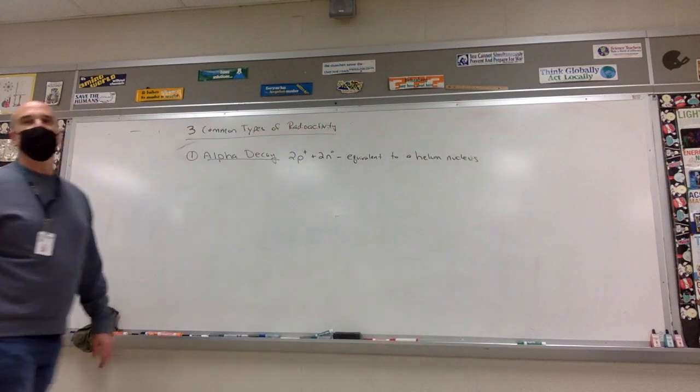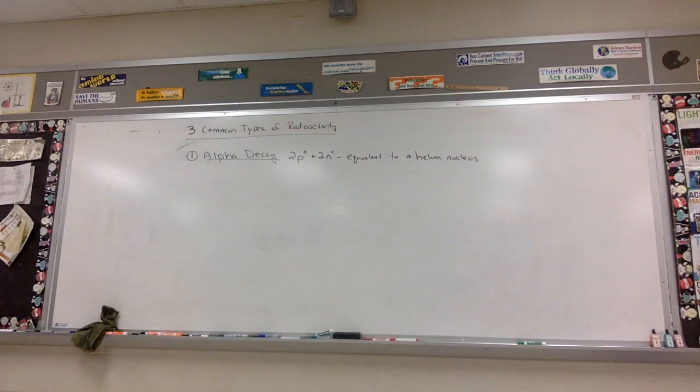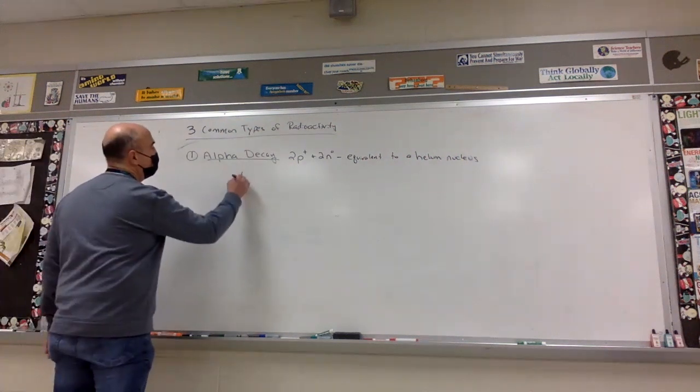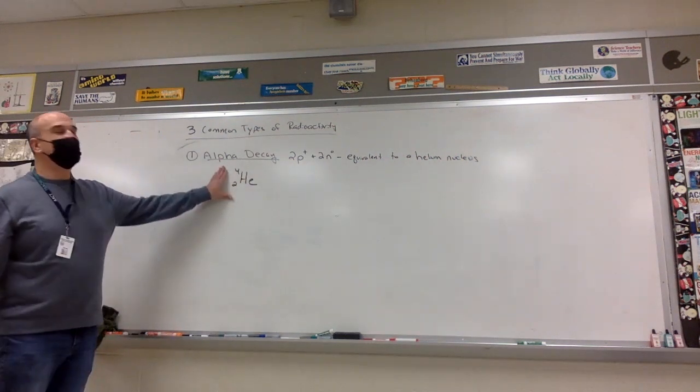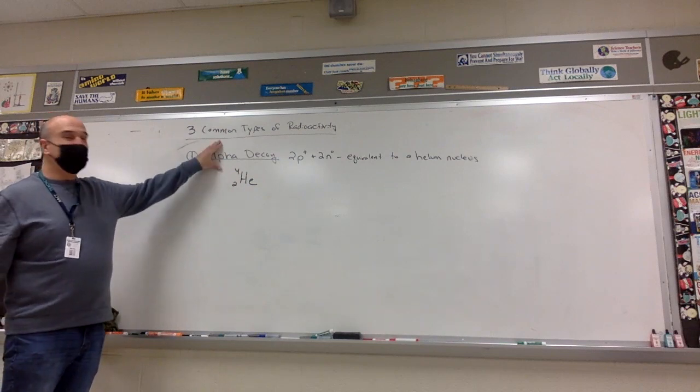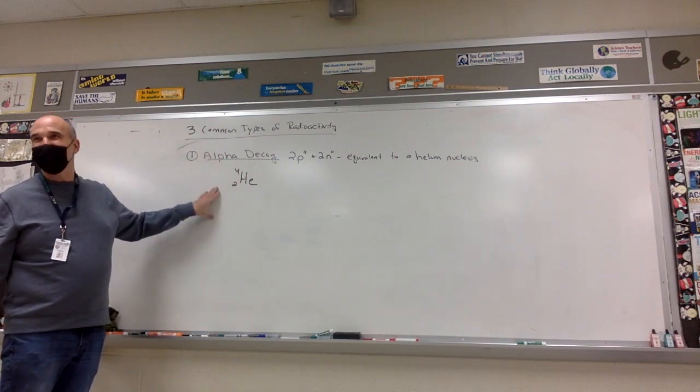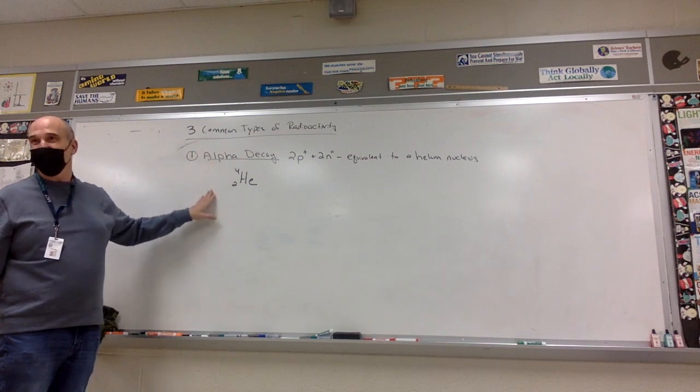It's equivalent to a helium nucleus, because helium is atomic number 2, and the most common isotope of helium has 2 protons and 2 neutrons. So a lot of times we represent it as a helium nucleus. But I want you to keep in mind that an alpha particle is not helium. It's just equivalent to a helium nucleus.